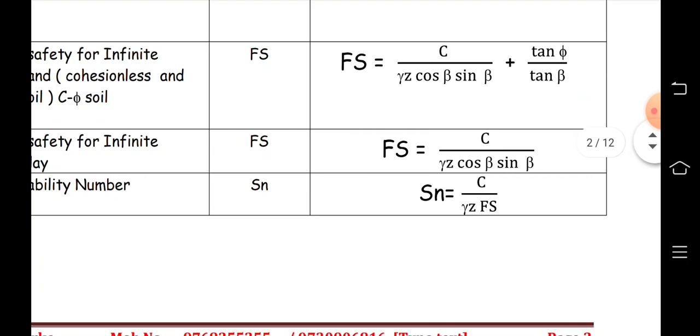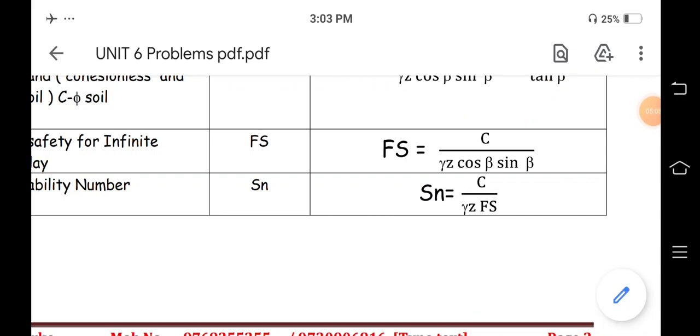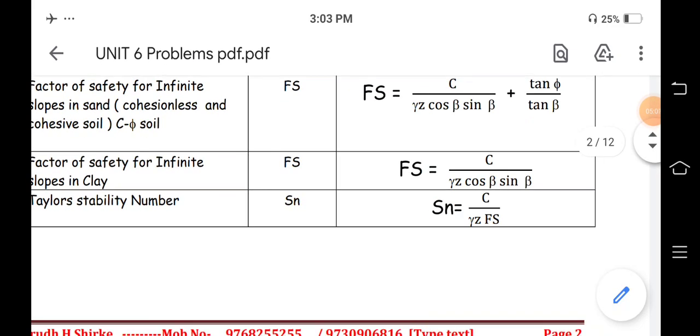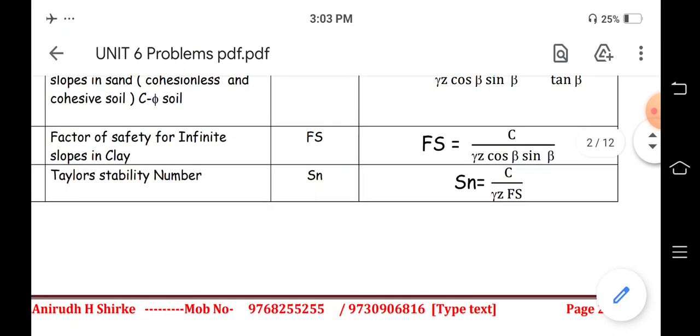So the same formula, that is our formula, only this parameter, the phi value, is 0. So the same formula is C upon gamma Z cos beta sin beta. And next is the Taylor stability number.